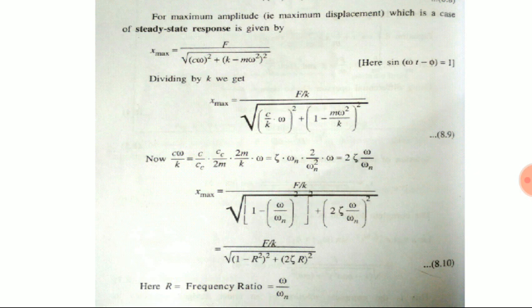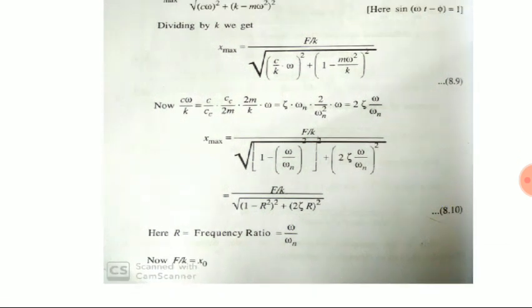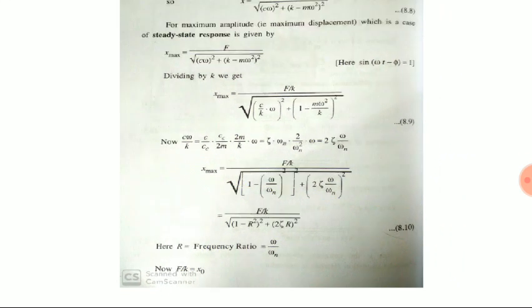So x max equals F by k by square root of, substituting 2 zeta omega by omega n, plus 1 minus m omega square by k. Here m taken downward becomes k by m, so 1 minus omega by omega n square, whole square. Omega by omega n we substitute as the frequency ratio r. So that is F by k by root of 1 minus r square whole square plus 2 zeta r whole square. Now F by k is called x0, the static deflection, like the spring case, F by k is called x0, that is deflection.